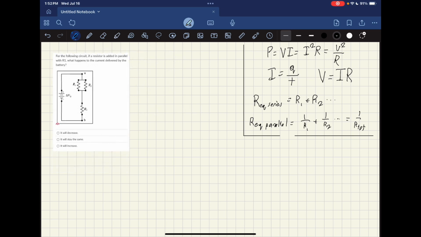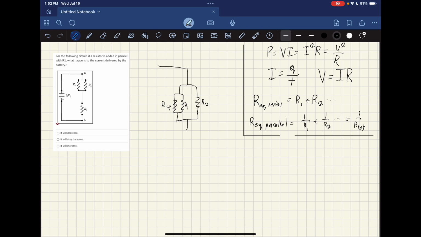For our next question, we kind of have the exact opposite effect. We have for the following circuit, if a resistor is added in parallel with R1, so our new circuit would be, here's R1. Sorry, this is going to be a really bad circuit. Here's our R1, here's our, we'll call it R4, and then these are connected in parallel with R2.